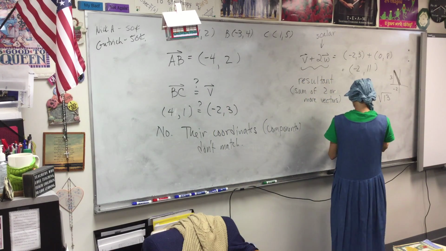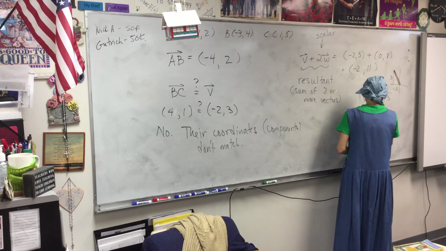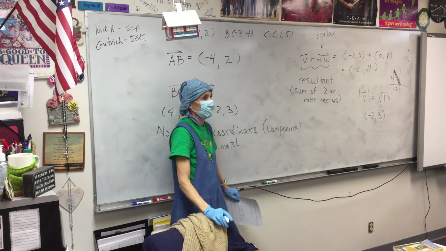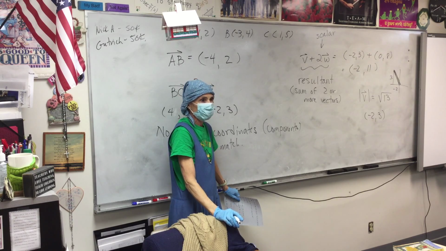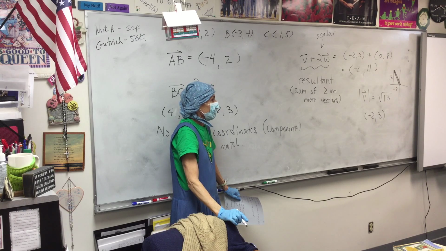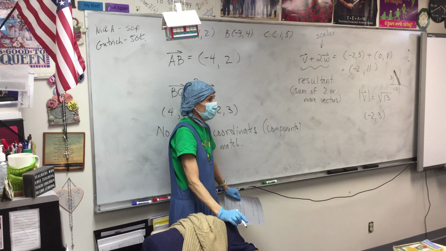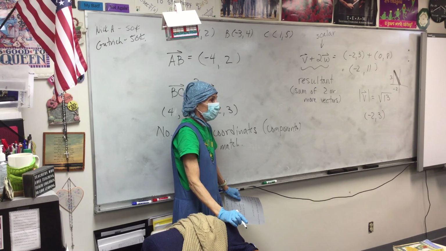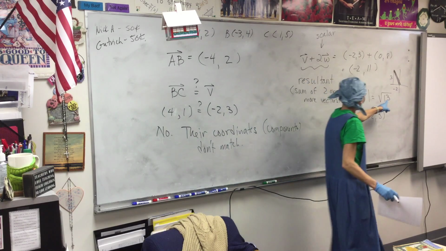Find a unit vector in the same direction as negative 2, 3. We talked about this on Friday. Who remembers how we find a unit vector? Look at your note sheets if you don't remember. How do we find a unit vector? Very simple. You find the magnitude, which I already did. I got it right here.